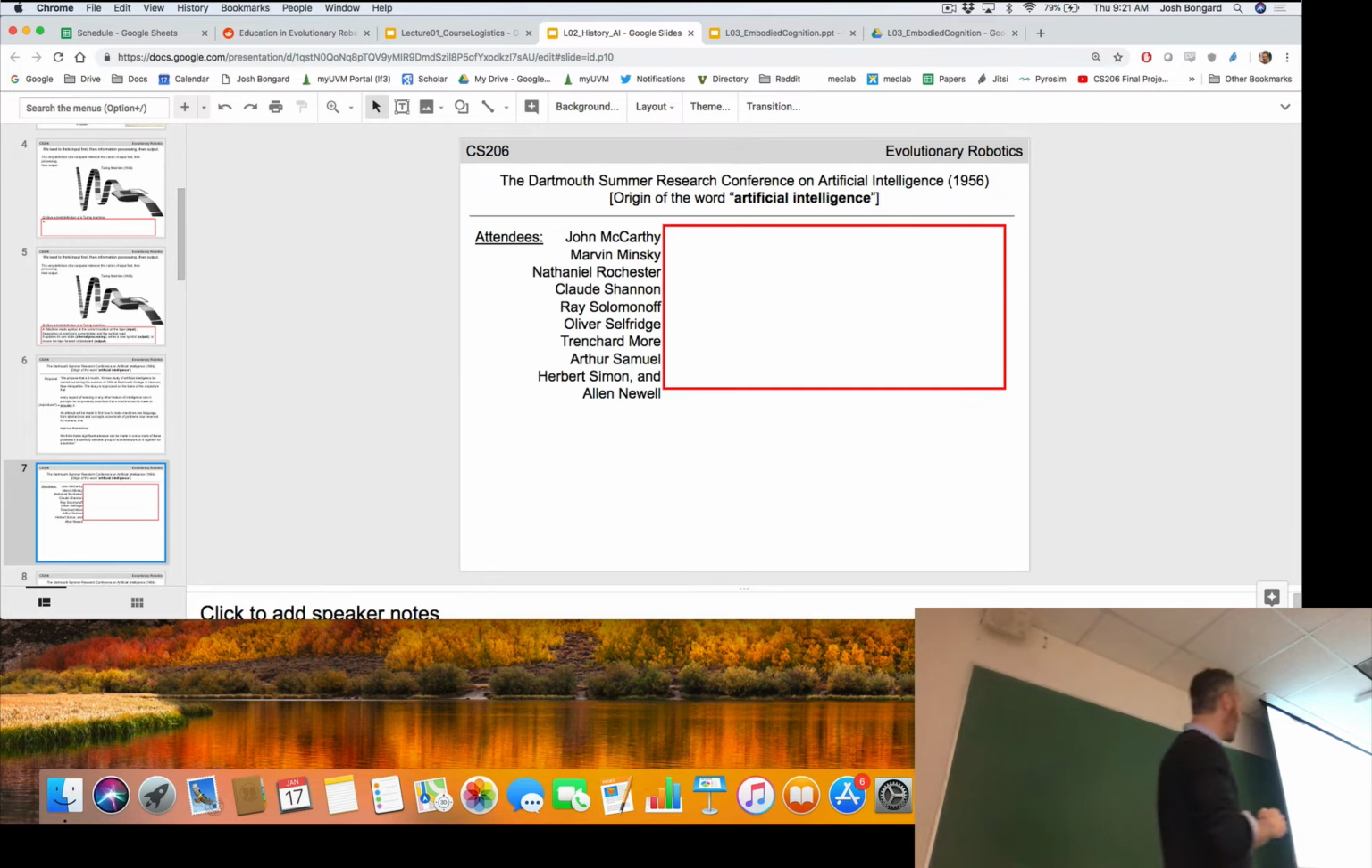For the history buffs among you, I just listed the actual attendees of the conference. Just for curiosity, do you recognize any names on this list? McCarthy. Yeah, John McCarthy. Do you know why? Just sounds familiar. I mean, I've heard of the politician McCarthy. He is not the politician McCarthy, but that's a good point. Shannon. Okay, so for the mathematicians among you, you should know this name.